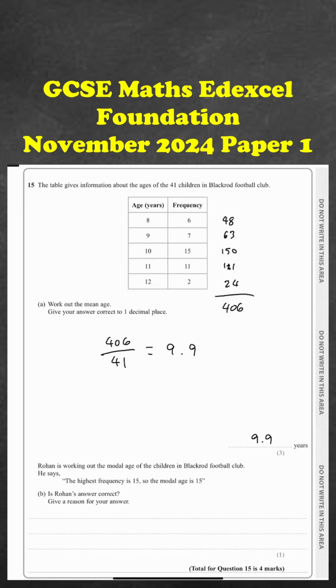Rowan is working out the modal age of the children in Black Rod Football Club. He says the highest frequency is 15, so the modal age is 15. Is Rowan's answer correct? Give a reason for your answer. I don't know where he's got 15 from because this only goes up to 12. So, no. No is the answer.